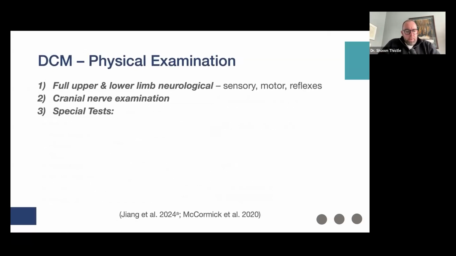From a physical exam perspective, if you're suspecting DCM in your patients, they of course deserve a full upper and lower limb neurological, including sensory, motor, and reflex exams. You want to check their cranial nerves. You'll notice that cranial nerve function doesn't really show up in the symptom list for this because it's above the area of pathology. But I think with all of your older patients, it's a good idea to do a full neuro sometimes. I think it's a bit less critical in younger patients, depending on what their clinical presentation is.